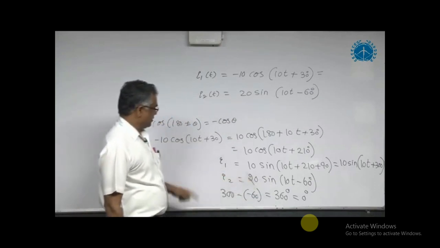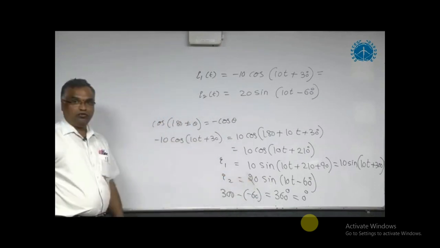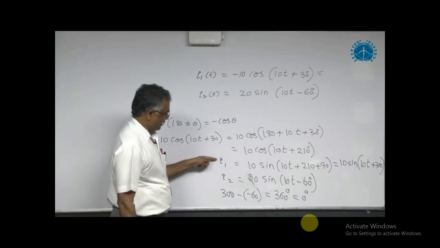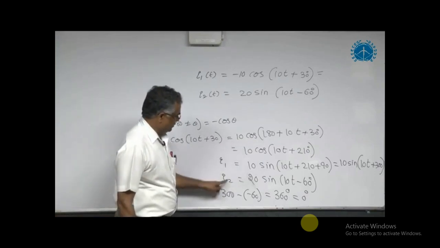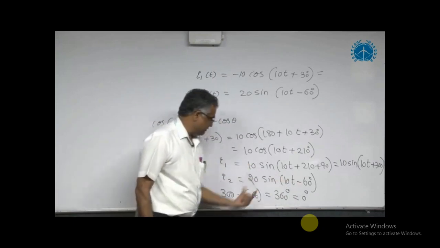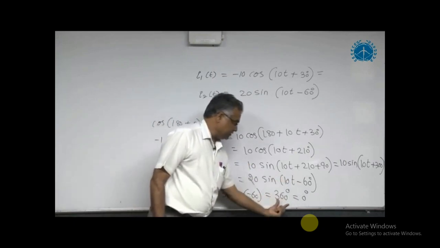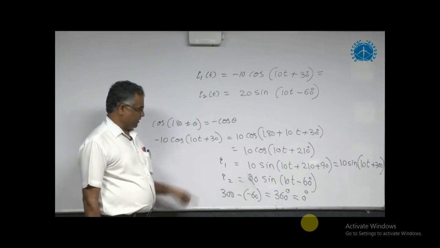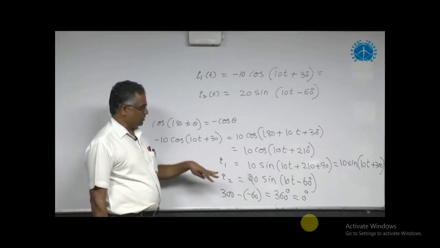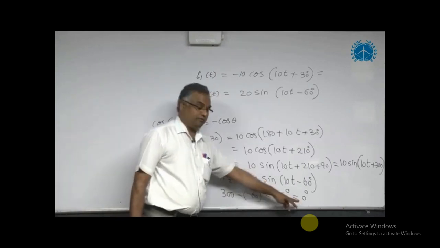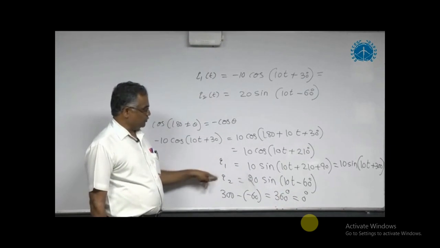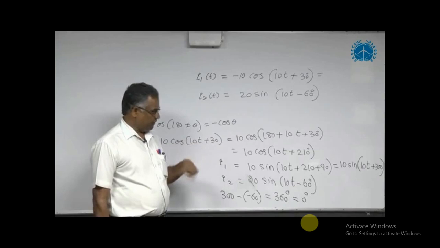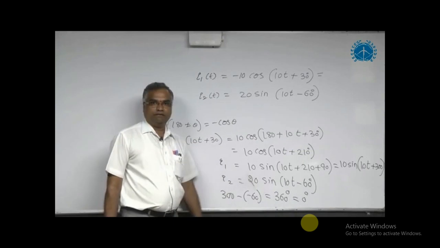Now what is the question? I1 leads I2 by how much? So I1 angle is 300, I2 angle is minus 60, the difference is equal to 360 which is equal to 0 degree. Even if they ask the question, I2 lags I1 by what? Again the answer will be the same. So I1 leads I2 or I2 lags I1, the question is a different way of asking, but the answer will be the same.